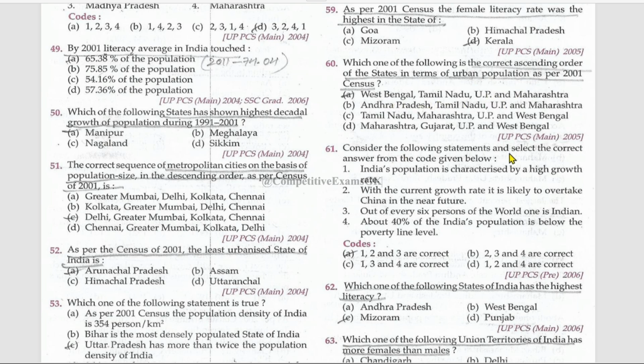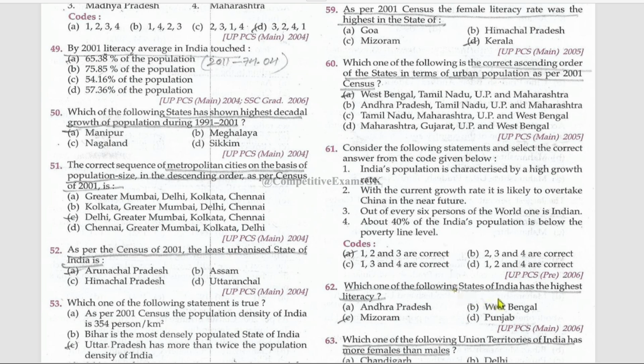Consider the following statements and select the correct answer from the given codes below. India's population is characterized by a high growth rate. True. With the current growth rate, it is likely to overtake China in the near future. Yes, correct. As we can see, India has currently overtaken the population of China. Out of every six persons of the world, one is Indian. That is true. Above 40% of India's population is below the poverty line. False. This is the wrong option.